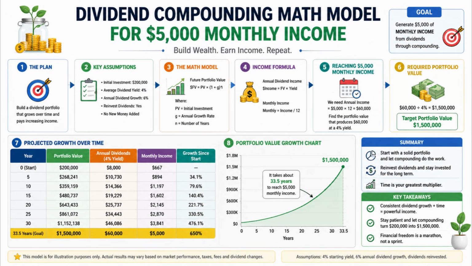After 15 years, the portfolio may reach approximately $480,737. At a 4% yield, it could generate about $19,229 annually, or approximately $1,602 per month. After 20 years, the projected portfolio value rises to approximately $643,433. This could generate around $25,737 in annual dividends, equal to approximately $2,145 per month.